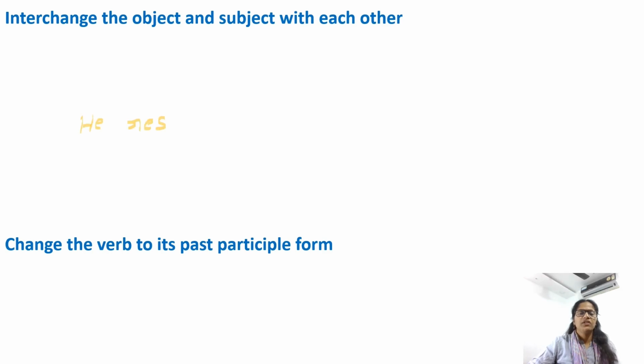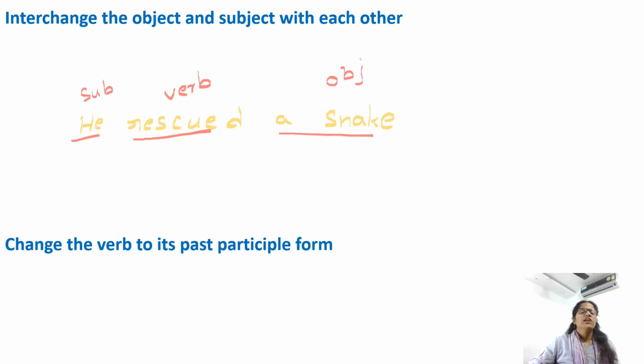He rescued a snake. Okay. Now, what was the first rule to find out subject, verb and object? Now, what is subject here? He is subject. Rescued is verb. Now, he rescued what or who? He rescued a snake. A snake is an object. First rule is fulfilled. Now, second rule.